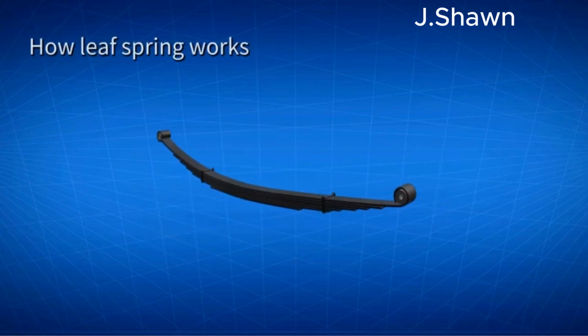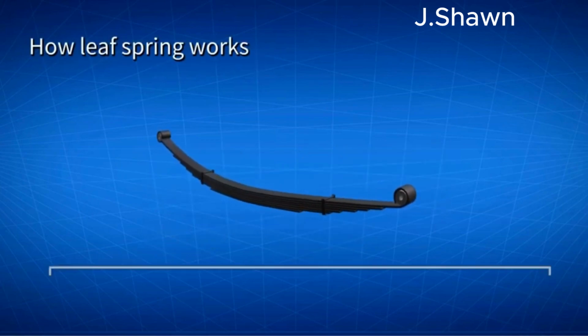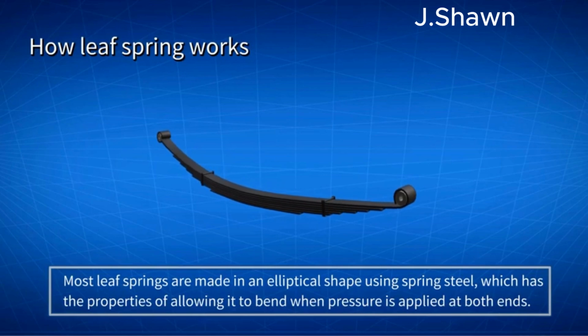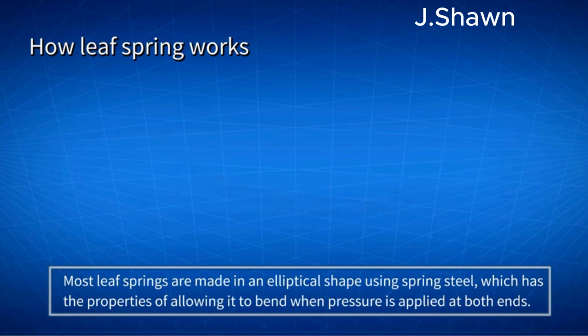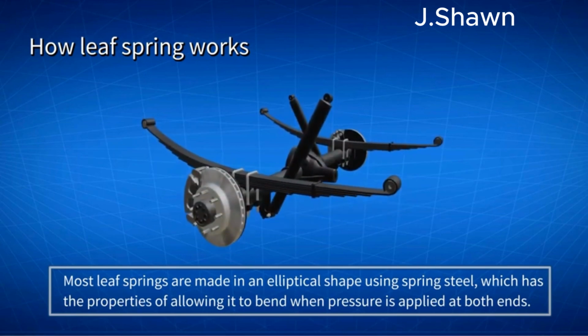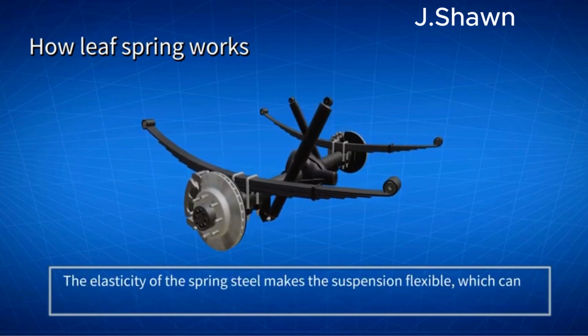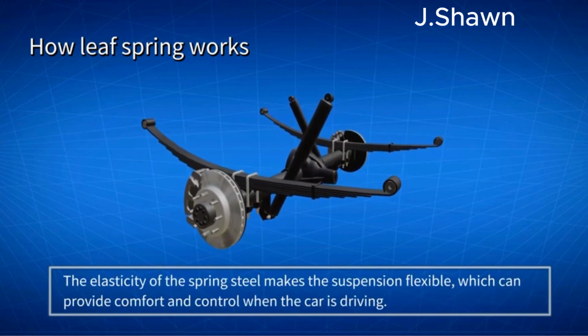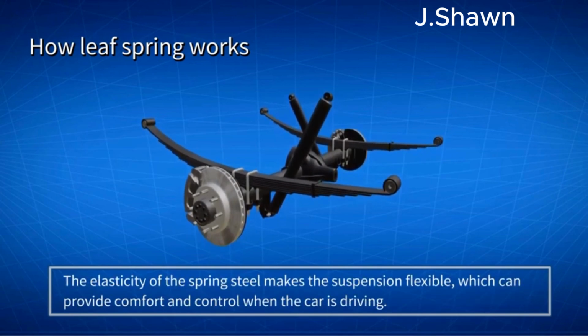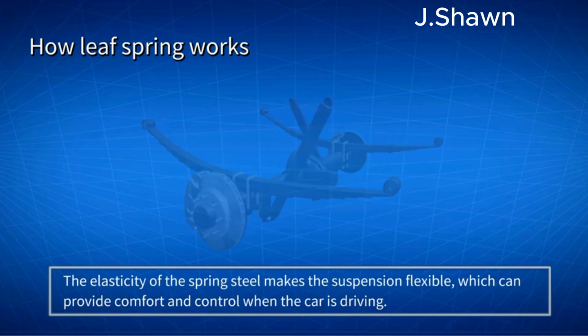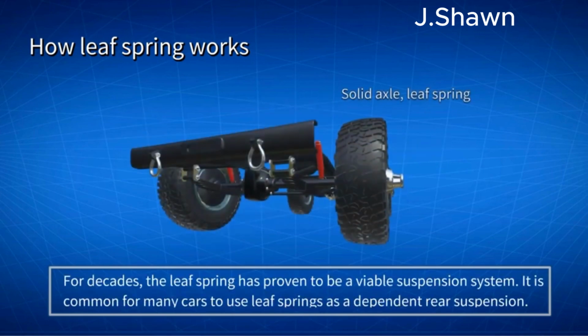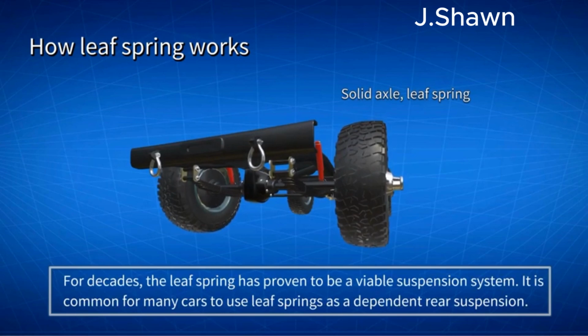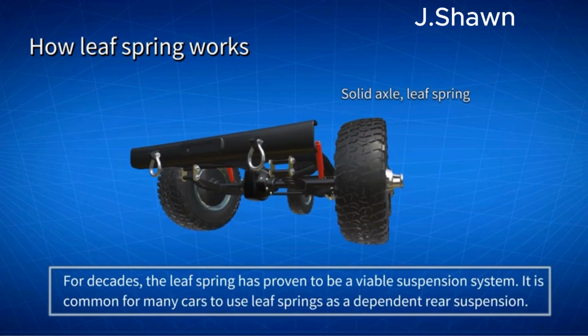How the leaf spring works. Most leaf springs are made in an elliptical shape using spring steel, which has the properties of allowing it to bend when pressure is applied at both ends, and then return to its original position through a damping process. The elasticity of the spring steel makes the suspension flexible, which can provide comfort and control when the car is driving. For decades, the leaf spring has proven to be a viable suspension system. It is common for many cars to use leaf springs as a dependent rear suspension.